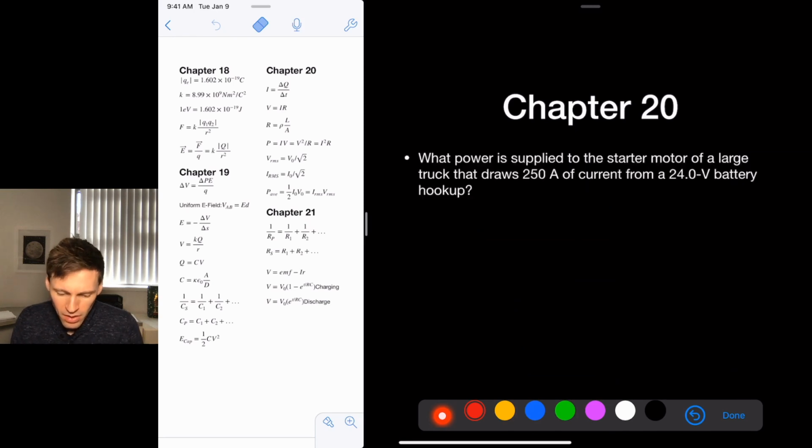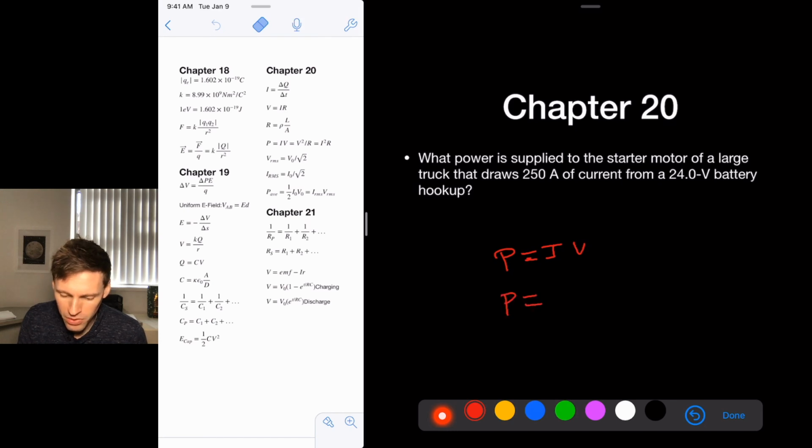So what power is supplied to the starter motor of a large truck that draws 250 amps of current from a 24-volt battery? So P is equal to IV. So we have the power is going to be 250 amps times 24 volts. Okay.